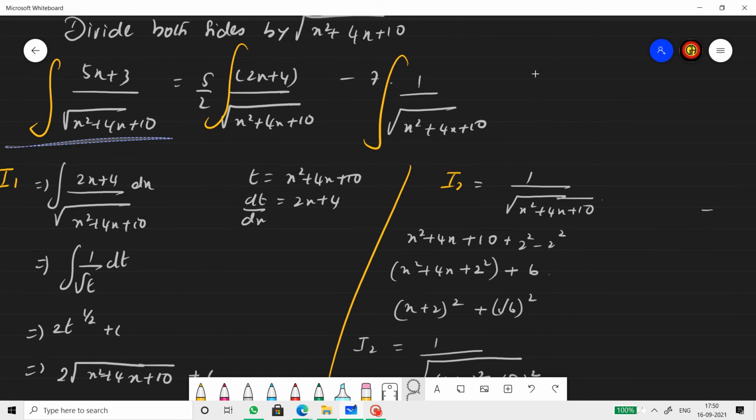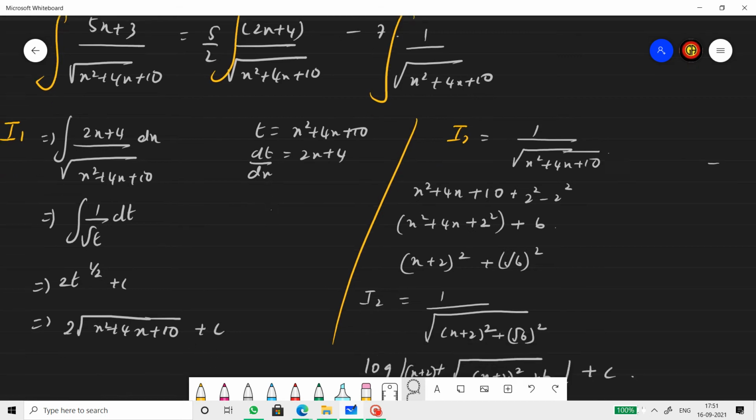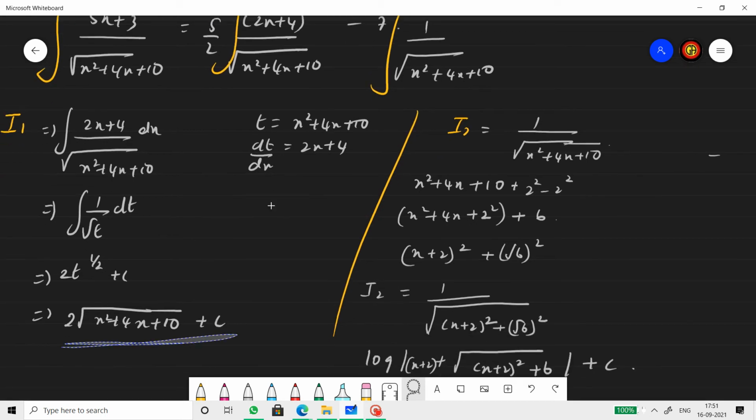Now this is what they want us to integrate, and this is equal to the integration of this minus the integration of this. Consider this separately, and here if I take x square plus 4x plus 10 as t, dt will cancel 2x plus 4. So under substitution we can simplify this very easily. So we get 2 root over x square plus 4x plus 10 as I1.